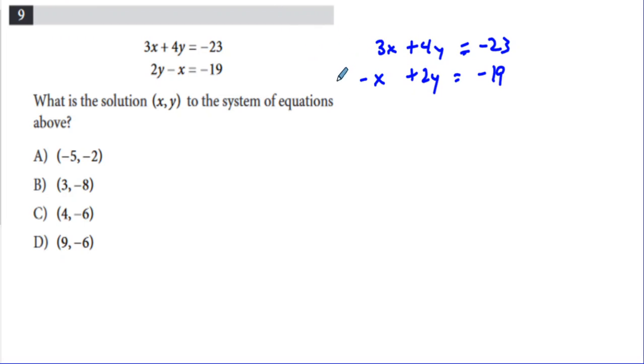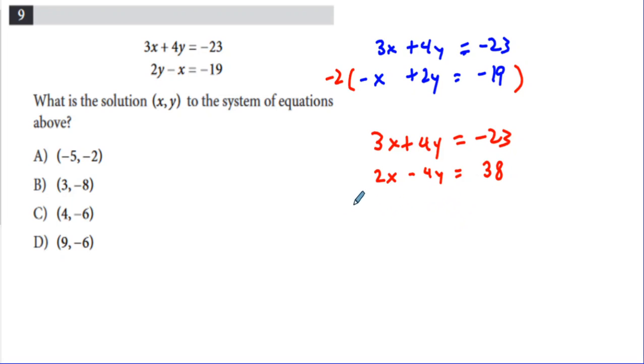If I just multiply this bottom expression, the whole thing, by negative 2, here's what I'm going to end up with. I'll still have 3x plus 4y is equal to negative 23. I'm not changing the first one at all. But the second one I'm going to say negative 2 times negative x. Well, that's just positive 2x. Negative 2 times positive 2 is negative 4y. And negative 2 times negative 19. Don't forget that the other side needs to be multiplied as well. So that's going to become a positive 38.